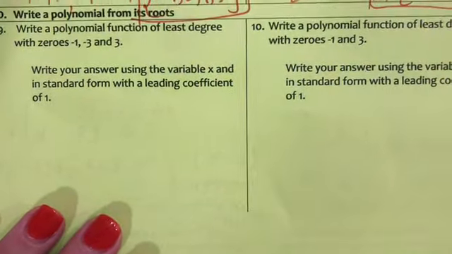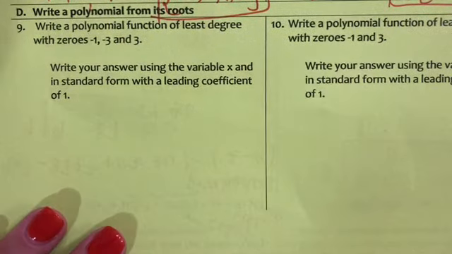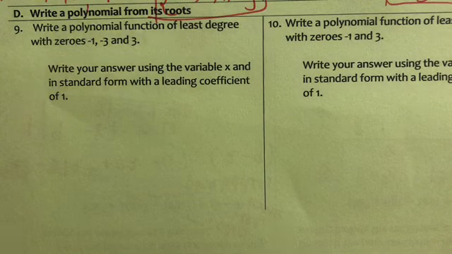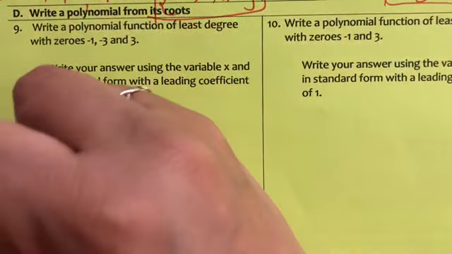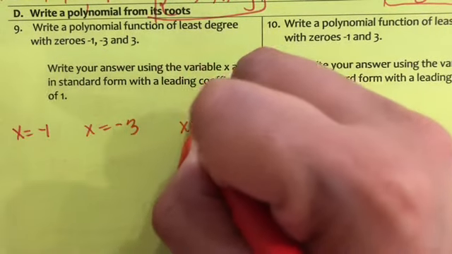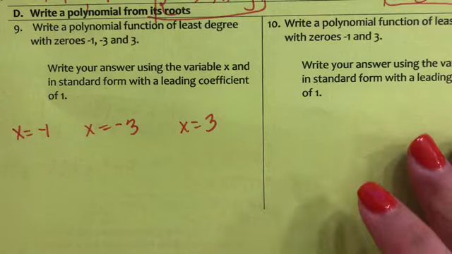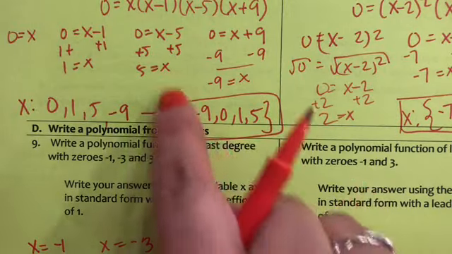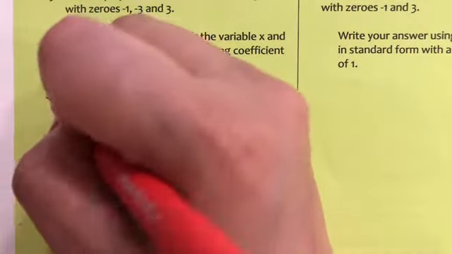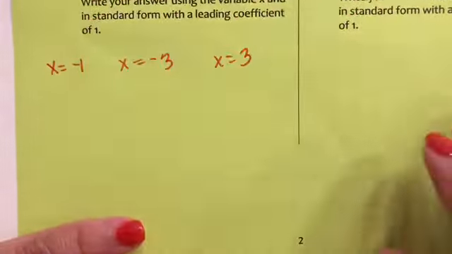Okay, and this is going to be number 9 and 10, and then we're done. So write a polynomial with the least degree with zeros. So you're basically saying that x equals negative 1, x equals negative 3, and x equals 3. What we're trying to do is get back to a linear function like that, but from one of these.